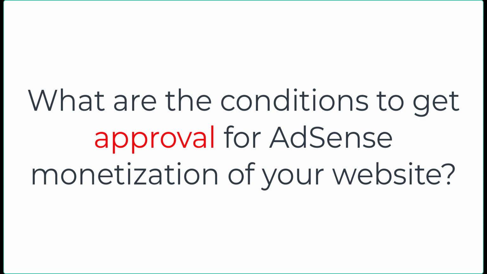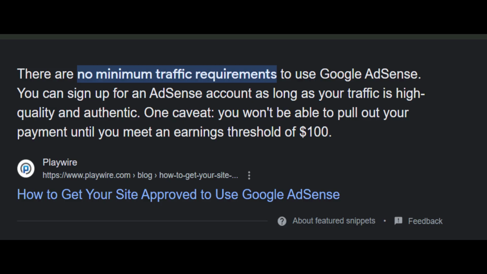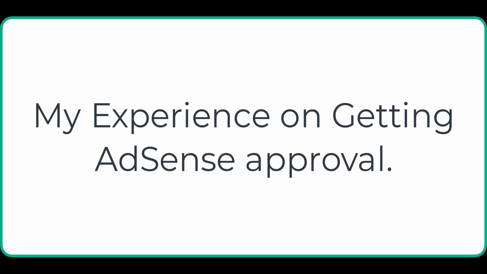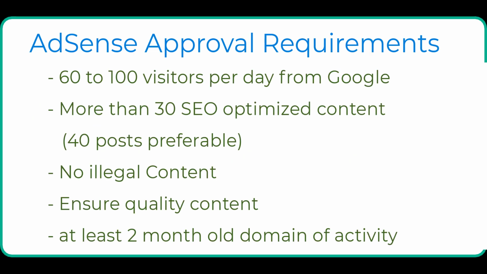Secondly, you have to care about one thing. What are the conditions to get approval for AdSense monetization of your website? Google AdSense's official support team didn't give any specific traffic requirements, but from my experience, I will share the conditions with you. From my experience, I saw that if you have a website, then you need at least 60 or more visitors per day from Google, and more than 30 SEO optimized content. Also, your website must not contain any illegal matters.